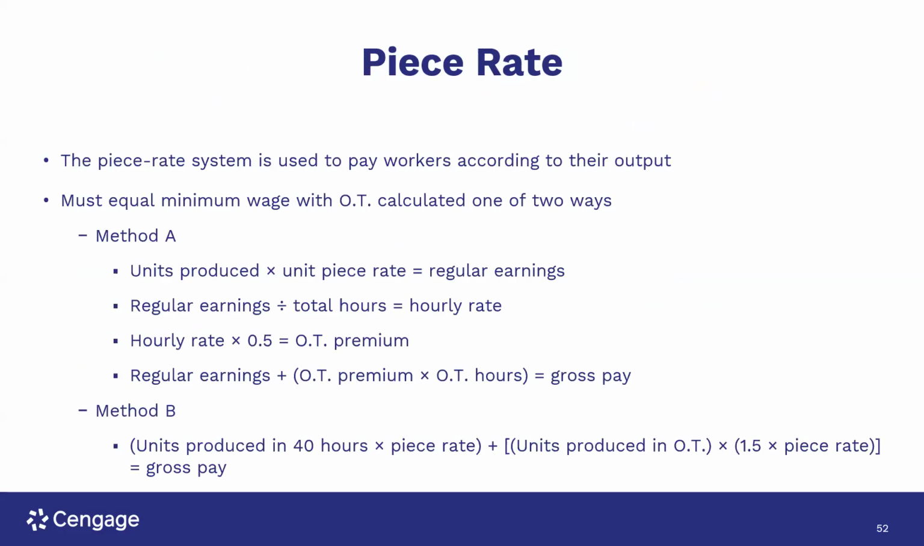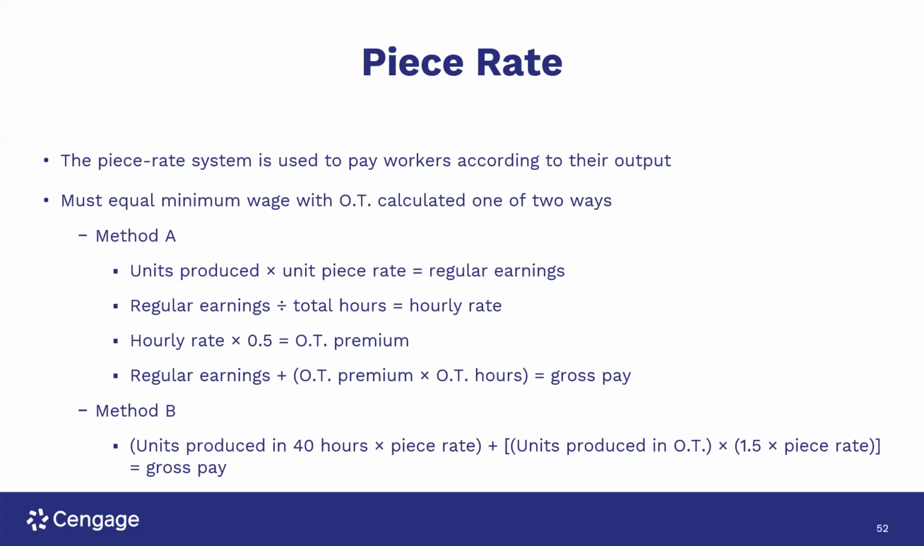And there's also a piece rate system used to pay workers according to their output, and it must equal the minimum wage with overtime. And it's calculated in one of two ways. So there's method A, which is units produced times the unit piece rate equals the regular earnings. And then take the regular earnings divided by the total hours is the hourly rate. And the hourly rate times time and a half equals the overtime premium. Regular earnings plus the overtime premium times the overtime hours equals gross pay.